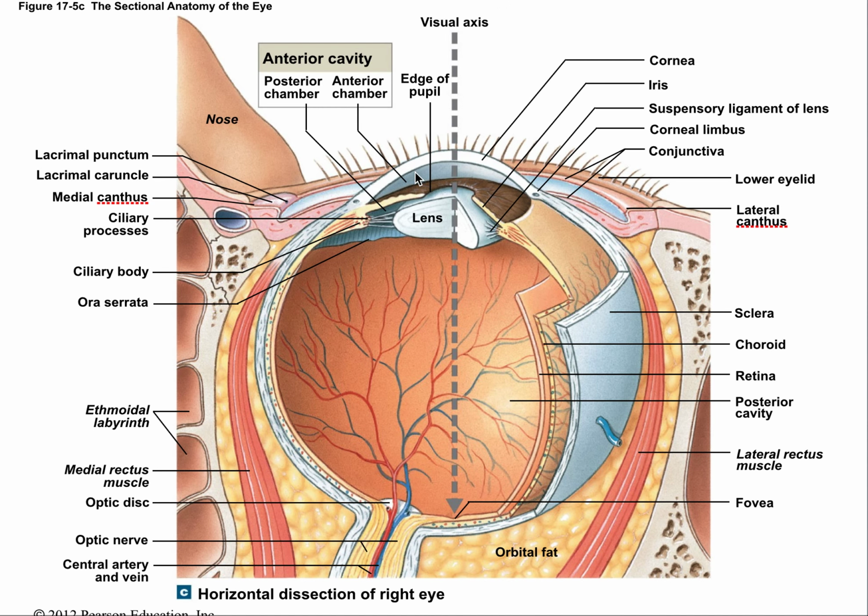What do I have in high abundance here? Aqueous humor. So if I have a patient that has glaucoma, what is glaucoma? It's an elevated eye pressure, right? Due to either excess amounts of aqueous humor production or not being able to remove the aqueous humor through the canal of Schlemm.